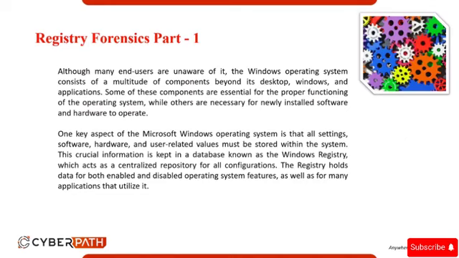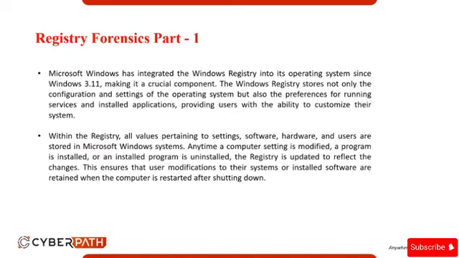One key aspect of the Microsoft Windows operating system is that all settings, software, hardware, and user-related values must be stored within the system. This crucial information is kept in a database known as the Windows Registry, which acts as a centralized repository for all configurations. The registry holds data for both enabled and disabled operating system features, as well as for many applications that utilize it. Microsoft Windows has integrated the Windows Registry into its operating system since Windows 3.11, making it a crucial component.